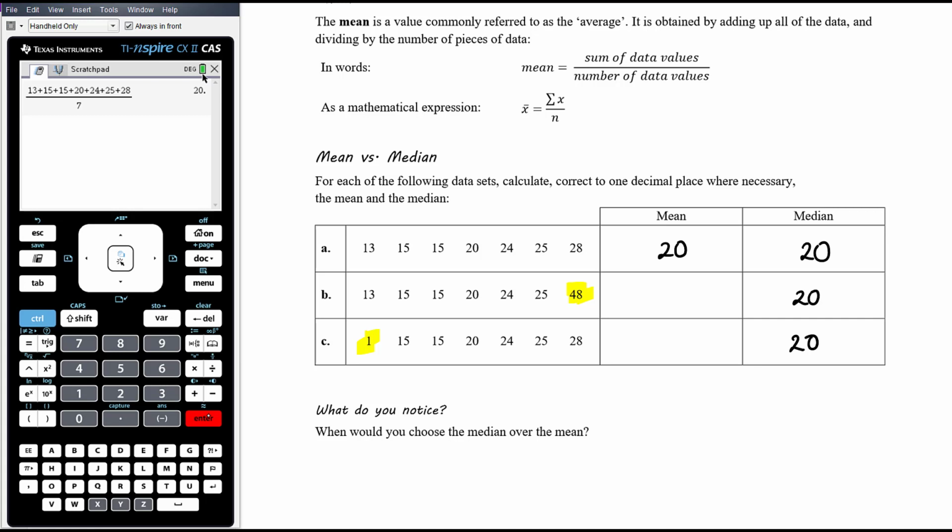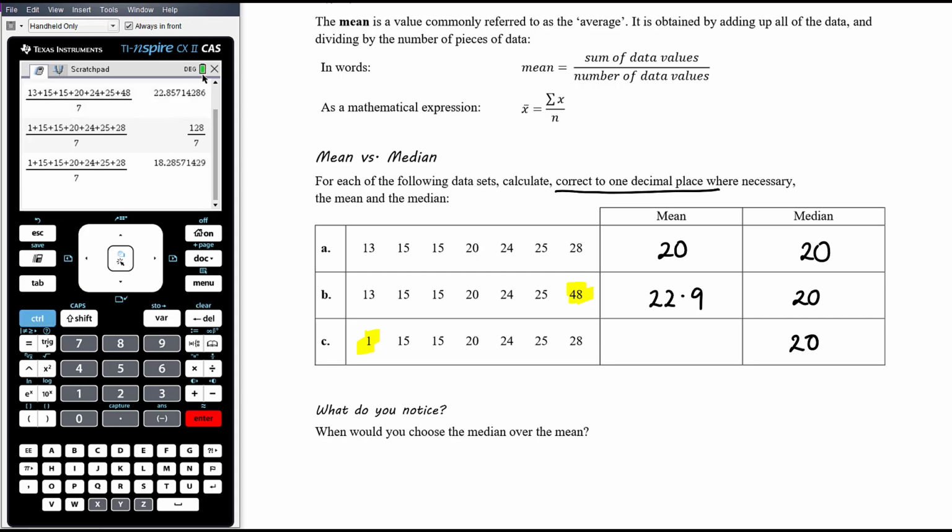In part B, I'm just going to edit my previous calculation because all I need to do is change the 28 to a 48. Control Enter. The mean now is 22.9, correct to 1 decimal place where necessary. And part C, again, I'm just going to edit the original calculation. The 28 stays the same this time, but the 13 changes to a 1. Control Enter, sorry. So to 1 decimal place, that's 18.3.